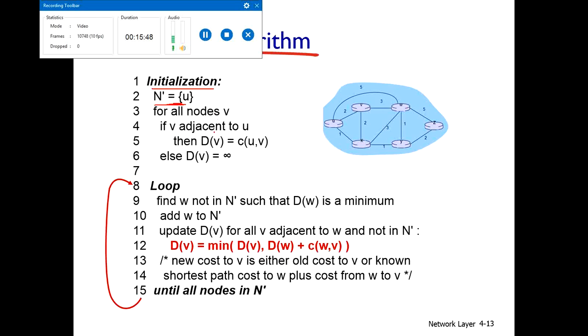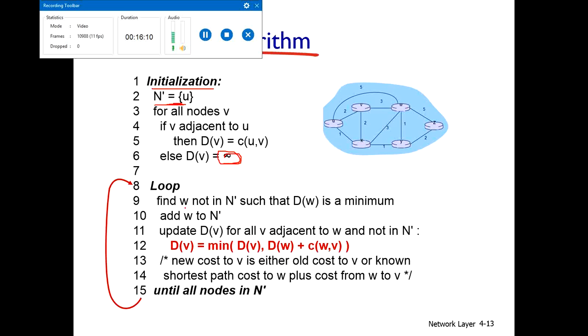For all the nodes v, if v is adjacent to u, so if v and u are direct neighbors, then we will calculate the distance from u to v by calculating the cost of link from u to v. Otherwise, it will be infinity if they are not direct neighbors. Now then there will be a loop.